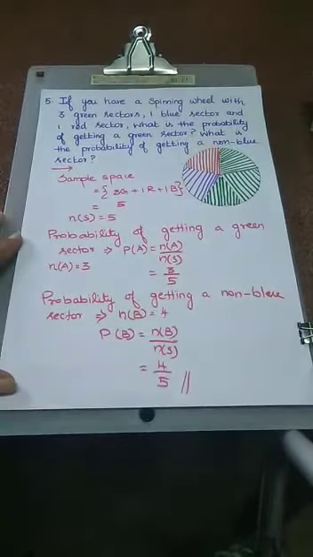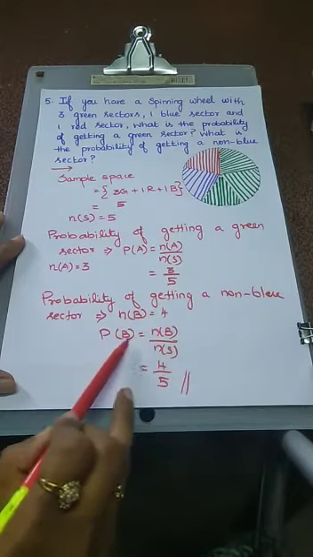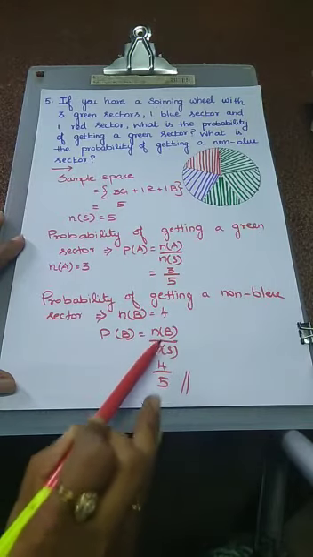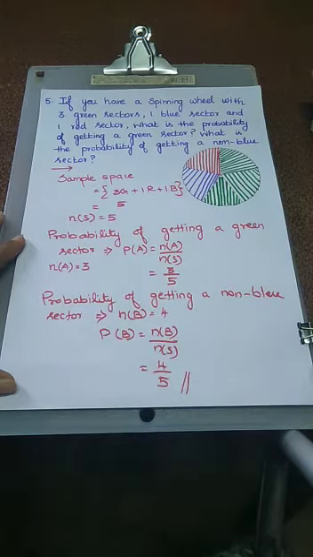That's all. Probability of getting a non-blue sector is actually 4. So P of B equal to n of B by n of S. Number of favorable outcomes divided by total number of outcomes. So the answer is 4 by 5.